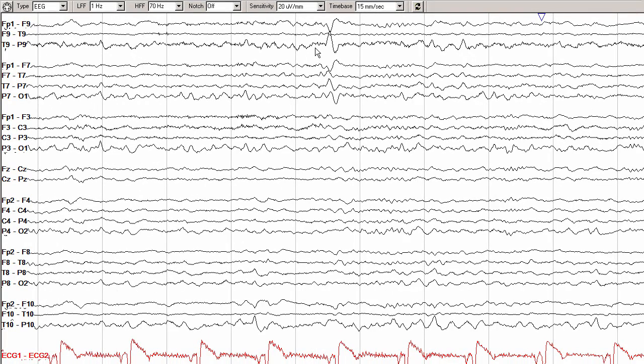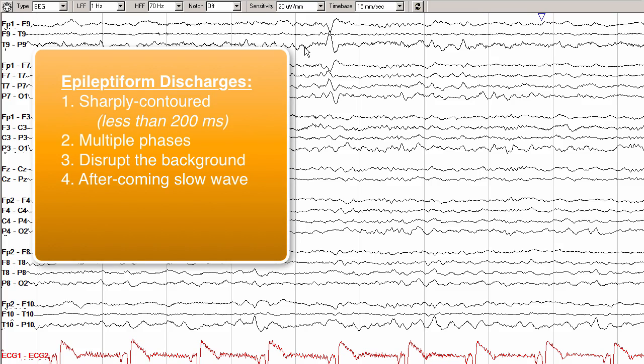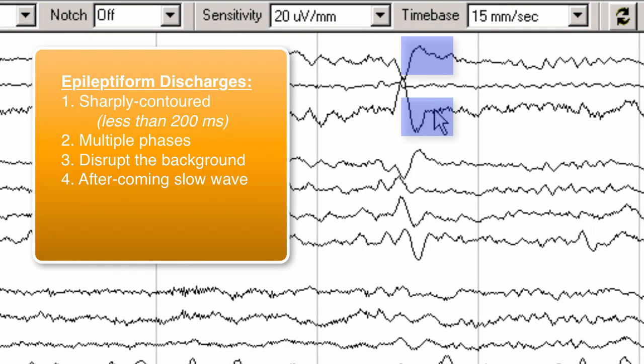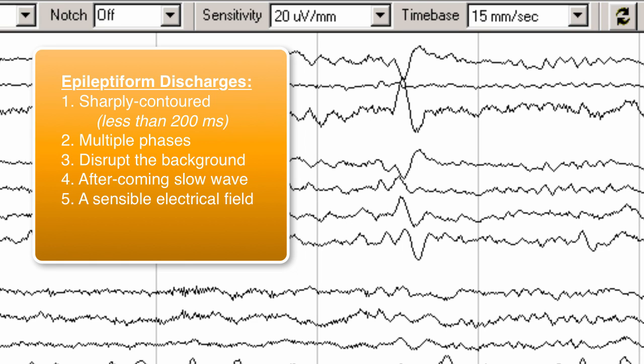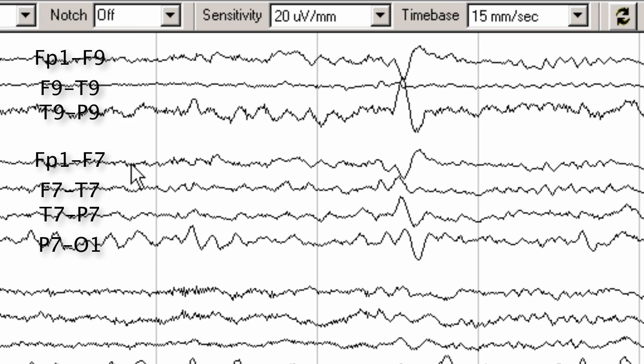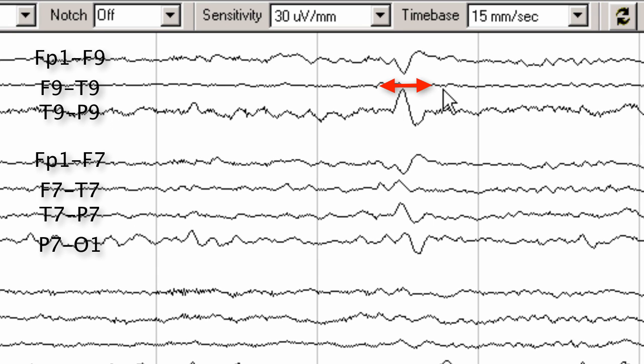We can see that this discharge clearly stands out from the background, and there is a disruption in the background before and after the sharpest component of this discharge. In general, there should be an aftercoming slow wave after epileptiform discharges. Again, we can see this here, here, and here. Finally, there should be a field that makes sense. We have reviewed polarity rules in a different recording, but you can see that there is a downward deflection at P1, F9, a relatively flat recording at F9, T9, and an upward deflection at T9, P9.